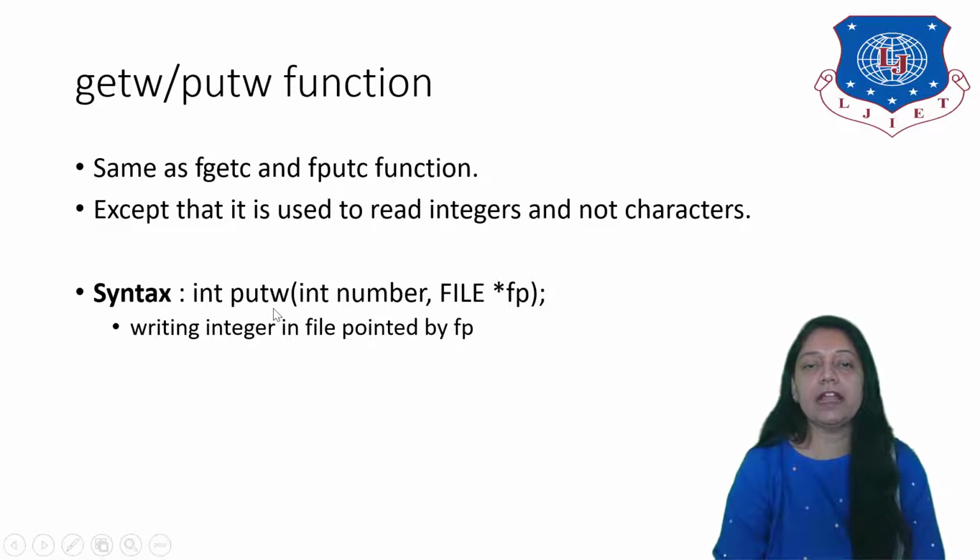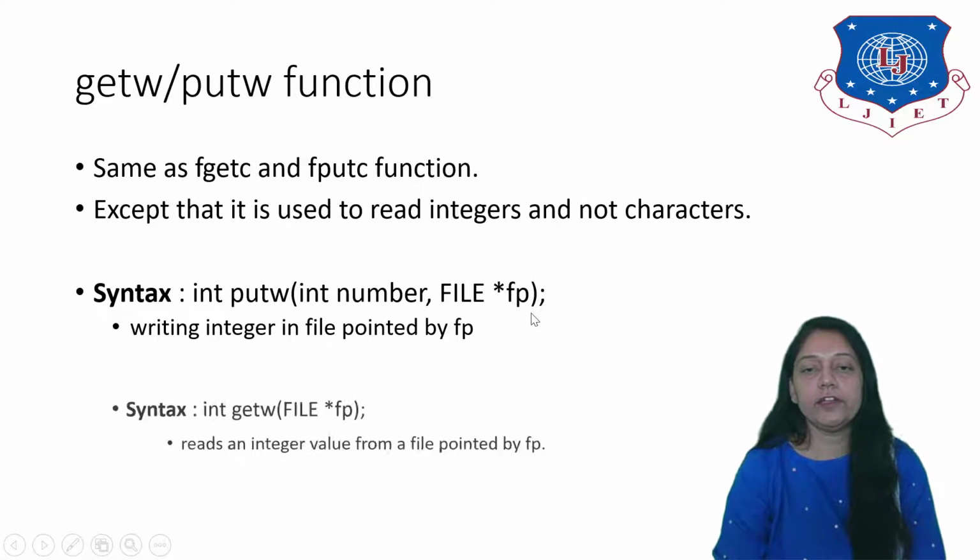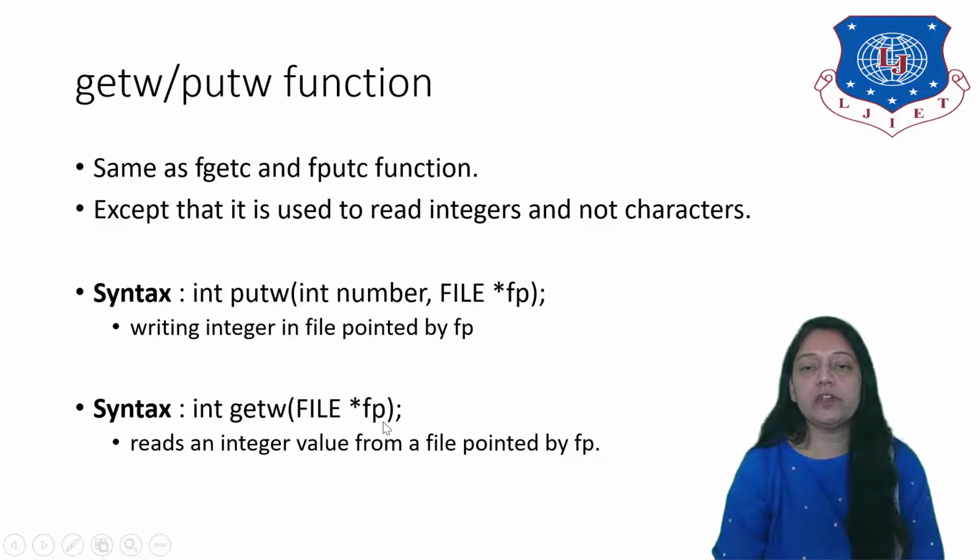If you want to write any integer in a file, we'll use putw with 2 arguments. One should be the number that we want to write inside the file, and the next argument is the file pointer. This syntax is used for writing the number inside a file which has been pointed to by fp. Similarly, if you want to read an integer from a file, the syntax is integer = getw(fp), passing the file pointer. This getw is used for reading an integer value which has been pointed to by fp, and it is going to return an integer value. The return type is integer, the value that is read from the file.